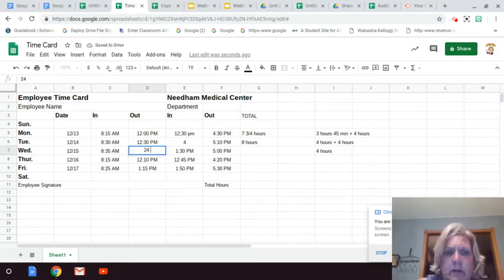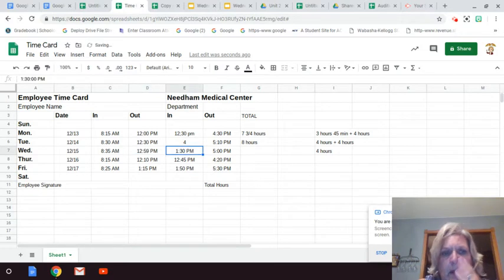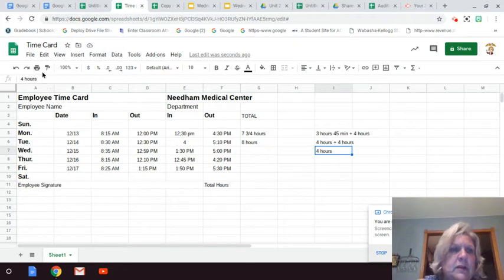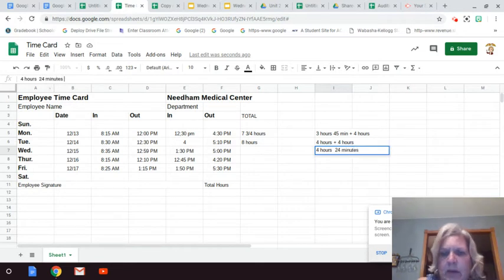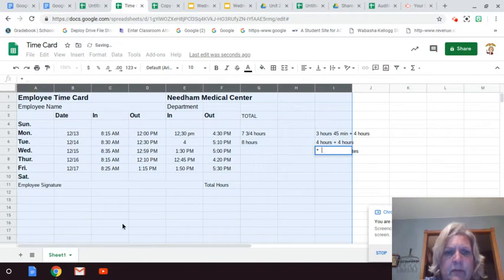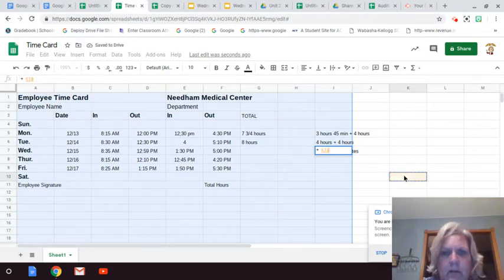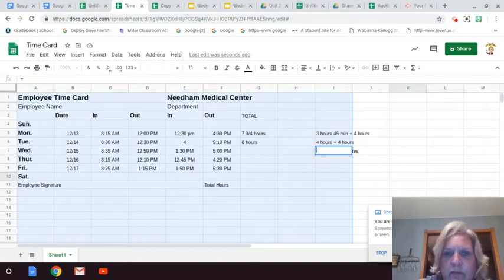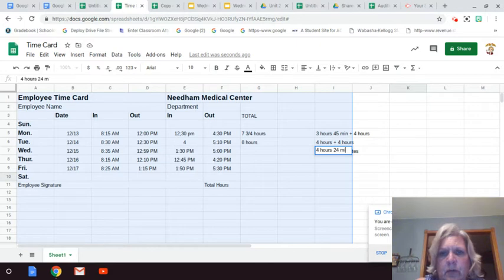24. Ooh, wrong cell. Sorry. This was 12:59 p.m. here. I wanted to be over here. 4 hours, 24 minutes, right? 4 hours, 24 minutes. Okay, and we're going to add on to that. And now for the afternoon. Again, it's thinking that I want to put a formula in here. 4 hours, 24 minutes, plus sign. Okay.